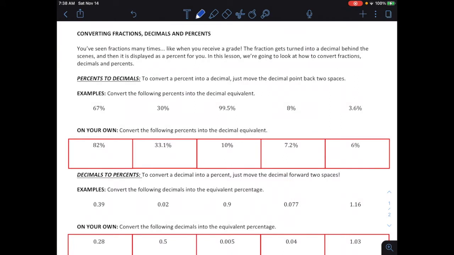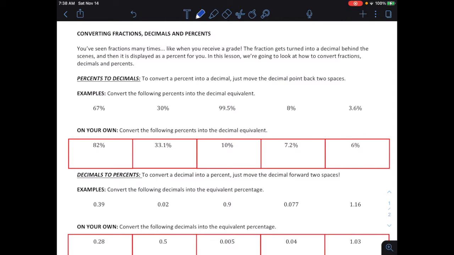Welcome back. Today we're going to talk about converting fractions, decimals, and percents. What we're going to do is jump back and forth between those three different things. You've seen fractions many times, especially when you get grades. But the fraction gets converted into a decimal, and then it turns into a percent, and it all happens behind the scenes, so you don't see what's going on. In this lesson, we're going to talk about how to convert fractions, decimals, and percents so you know what's going on behind the scenes when you get a grade of some sort.